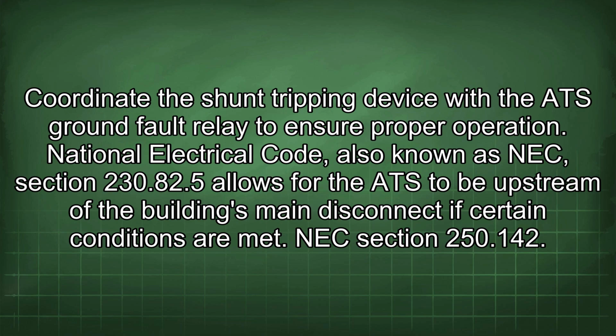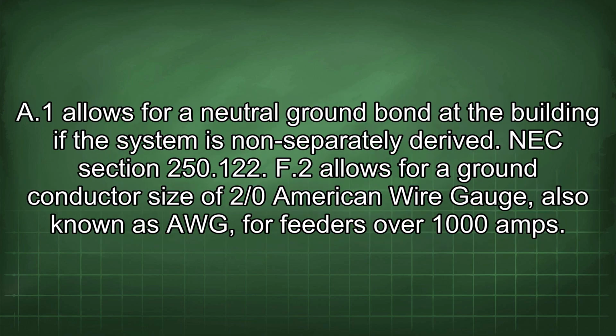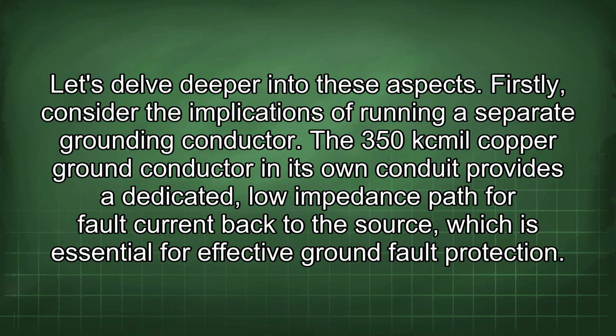National Electrical Code, also known as NEC, Section 230.82(5), allows for the ATS to be upstream of the building's main disconnect if certain conditions are met. NEC Section 250.142(A)(1) allows for a neutral ground bond at the building if the system is non-separately derived. NEC Section 250.122(F)(2) allows for a ground conductor size of 2/0 American wire gauge, also known as AWG, for feeders over 1000 amps. Let's delve deeper into these aspects.